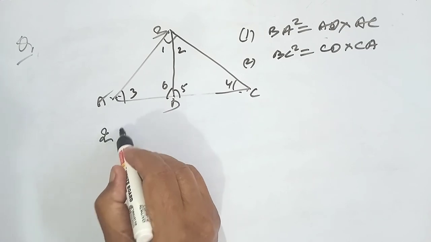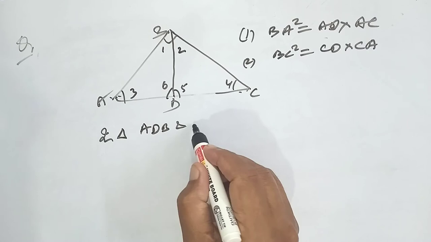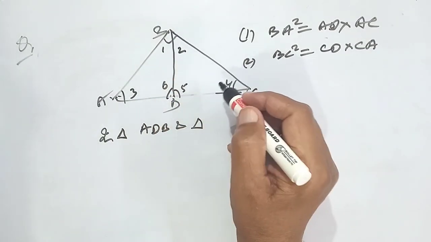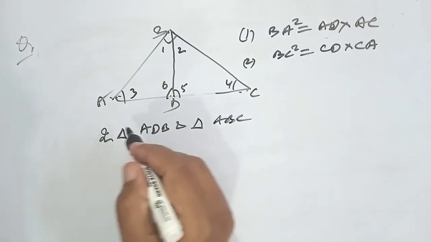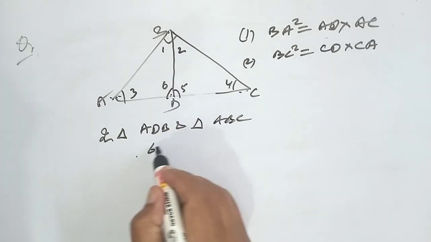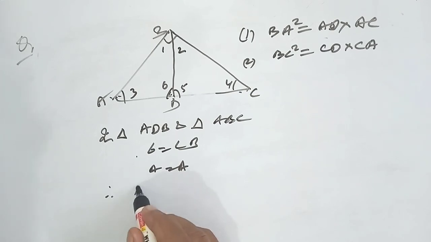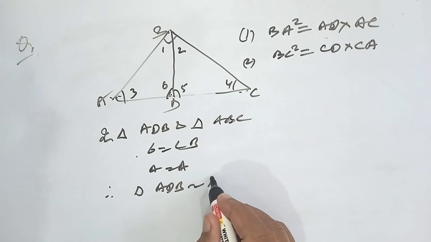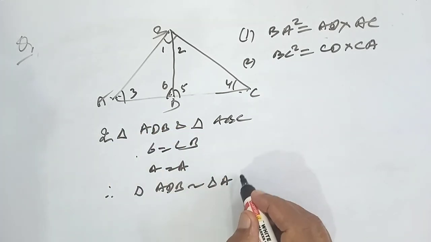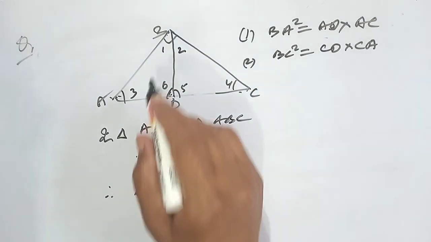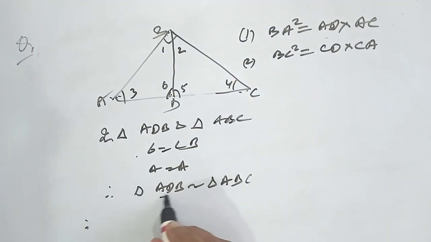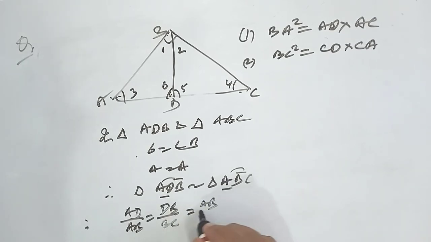So in triangle ADB and in triangle ABC, angle 6 is equal to angle B. This is 90, this is 90, and A is common to both. A is equal to A. Therefore, triangle ADB is similar to triangle ABC. Corresponding point of A is A, D is B, and this B is C. Therefore, in cyclic order, AD upon AB is equal to AB upon AC.